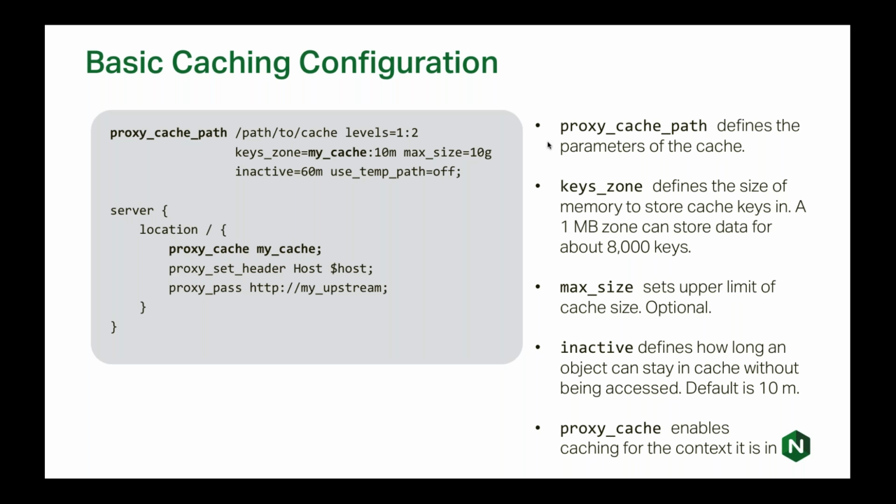Next up is use_temp_path equals off. So that's something that you always want to do. Otherwise, you're going to have to specify a folder to store temporary files for caching in. So if you just use use_temp_path off, it'll just use the standard cache directory that you've already specified. And then, of course, we have the proxy_cache directive using my_cache, which we defined earlier under proxy_cache_path, and that's what's going to instantiate the cache in this example for all locations under the root directory.